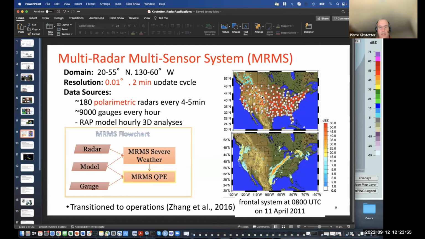So just as an example here, you can see on top right the location of the various radars in the network in white. In red, the tiny red dots correspond to the gauges. And at the bottom, you can see precipitation systems that span several latitudes in the US. And the entirety of this system couldn't be sampled with a single radar. You can only do that with a radar network.